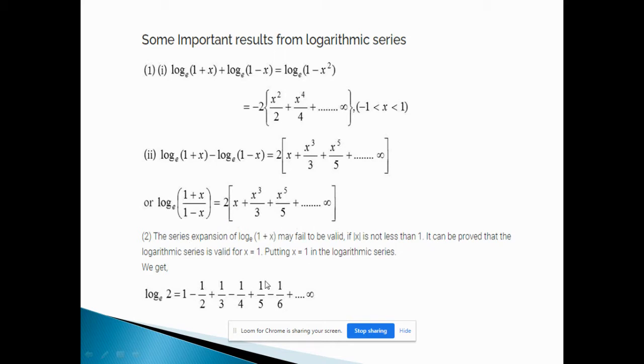Similarly, if you put x equal to 1, we get log 2. So that is the expansion of log 2 equals 1 minus 1 by 2 plus 1 by 3 minus 1 by 4, etc., up to infinity. And these are the basic rules.